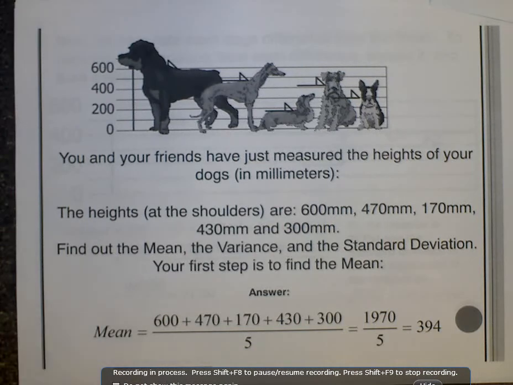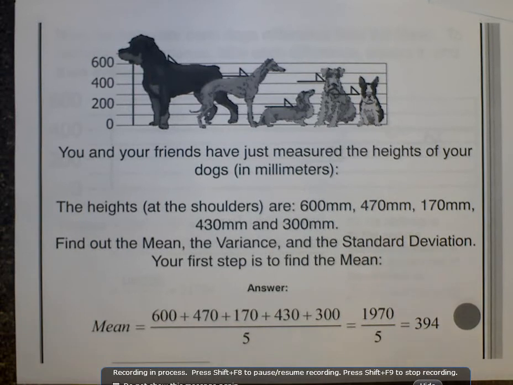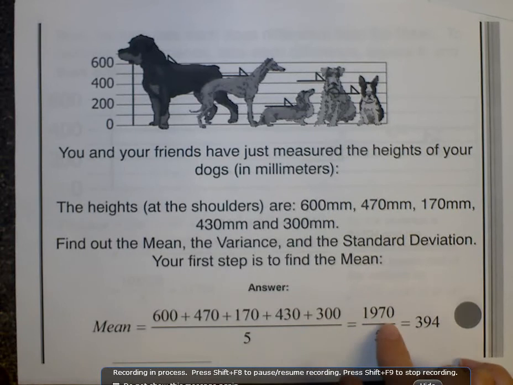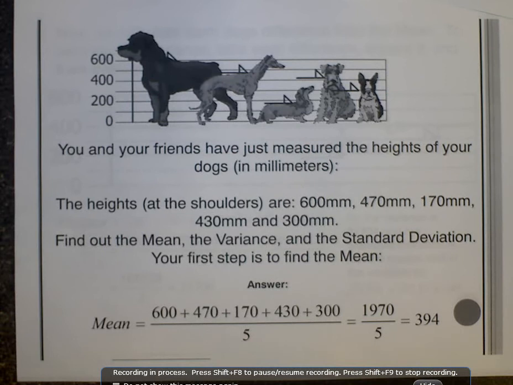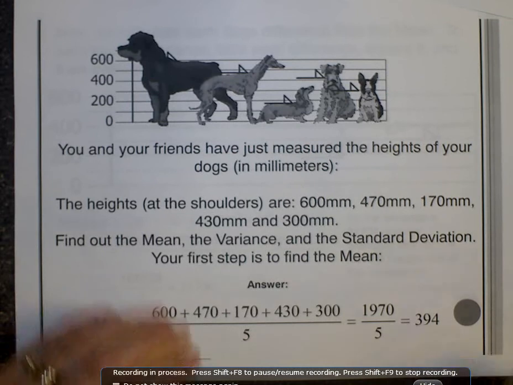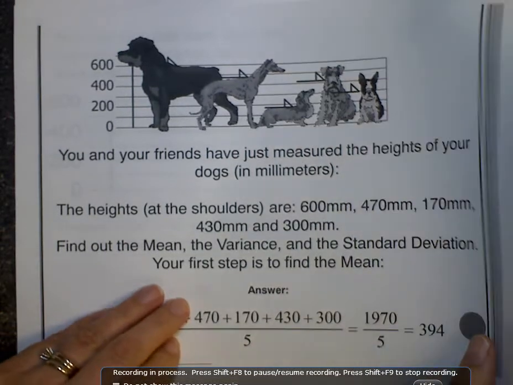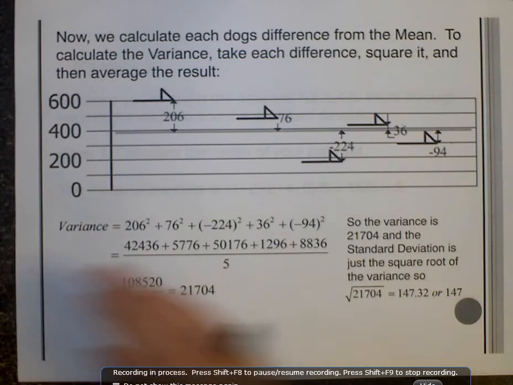So what's done first? Just the regular average. We just worked on averages in a previous lesson. So we add the numbers together. There are 5 dogs. When you add them together, you get 1,970. You divide it by 5, and your mean is 394.